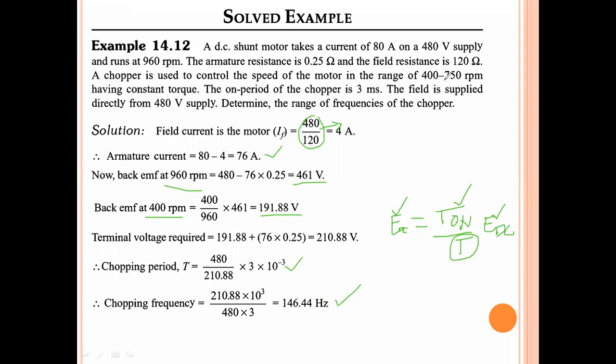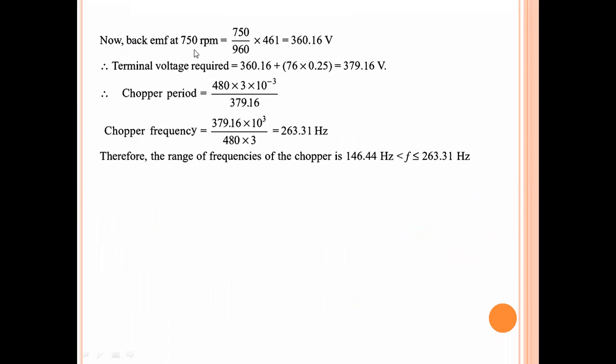Similarly, the same thing can be done for 750 RPM also. First, the back EMF at 750 RPM has been determined. Later, the terminal voltage is calculated, which is EA equal to EB plus IA RA. Using that formula, the terminal voltage, or the average voltage, at 750 RPM has been determined. From this, with the formula, we can determine the time period, and from the time period, the chopper frequency can be estimated. So the minimum is 146 hertz at 400 RPM and the maximum is 263 hertz at 750 RPM. So the total frequency range of the chopper will be 146.44 to 263.31 hertz.